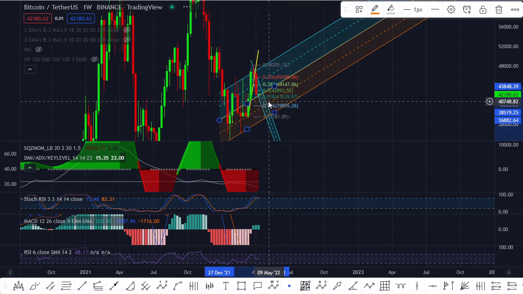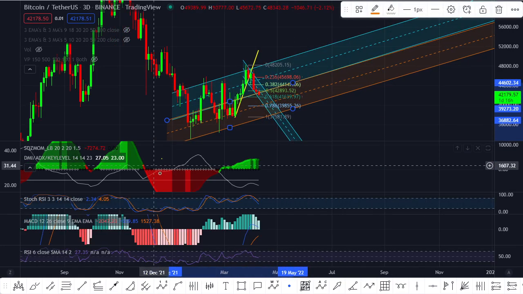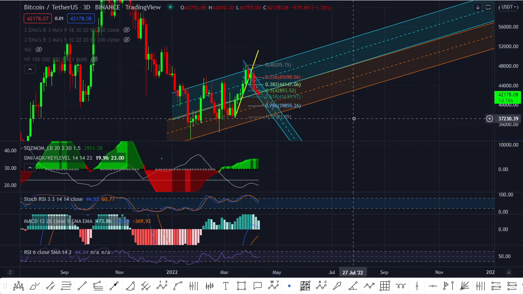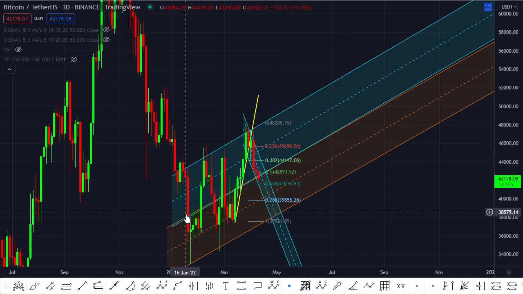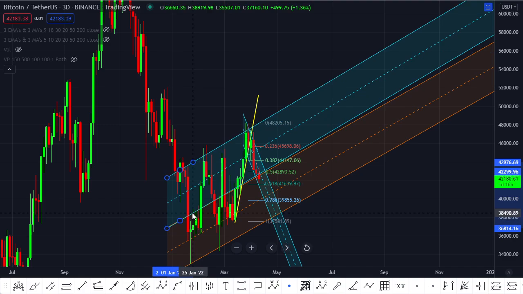So for now, just to summarize, the 3-day time frame is looking pretty bearish. It's not looking very bullish. And usually when this bearishness happens, you get 25% drops. Now I want you to pay attention to the drop. Let me just fix these channels.